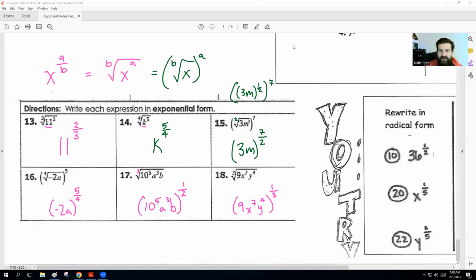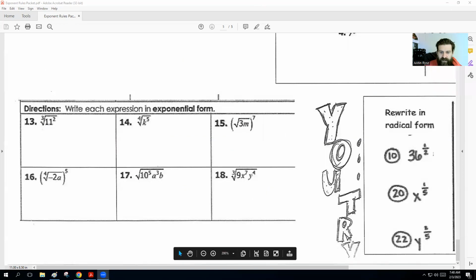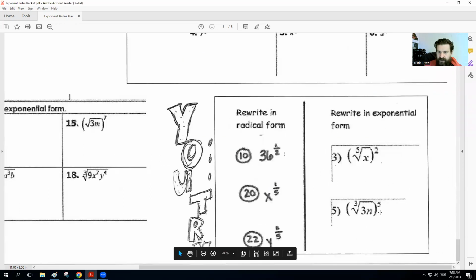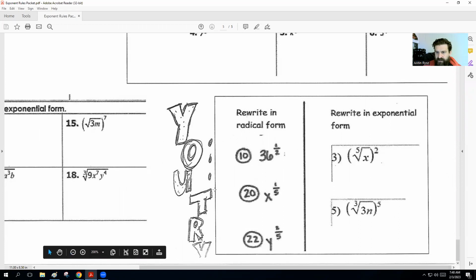All right, so we got a couple problems here for you to try. We're going to rewrite it in radical form. If you guys want to pause the video, try it on your own, you can, and then rewrite those in exponential form. We're going to go ahead and check our answers here in just a second, but pause the video, and then let's see if you got these right.